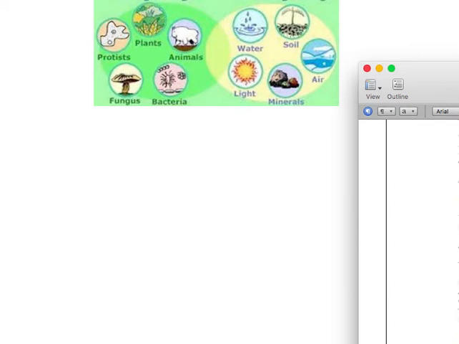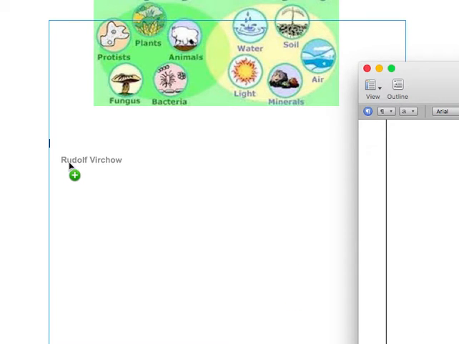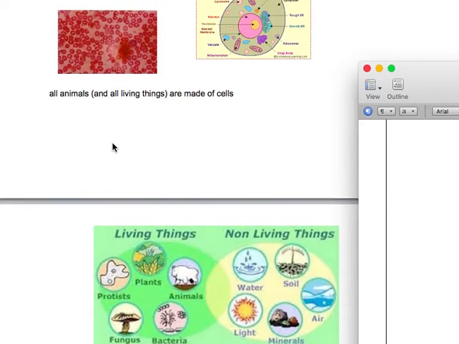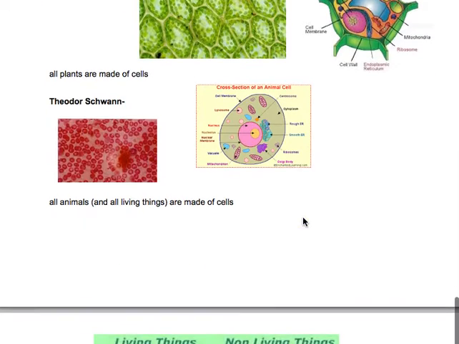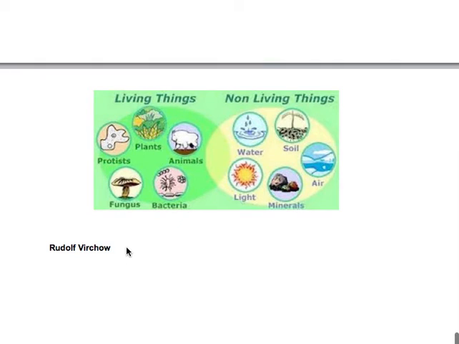Now we have Rudolf Virchow. And Rudolf Virchow, he saw what Schwann and Schleiden had done about plants and all living things and animals being made up of cells. And at the time, there was this whole idea about spontaneous generation, that living things could just erupt from things that weren't alive. And there were a lot of experiments going on, such as Francisco Redi. We talked about that at the very beginning of the year, who proved that spontaneous generation did not occur. It's not possible. Living things come from other living things.